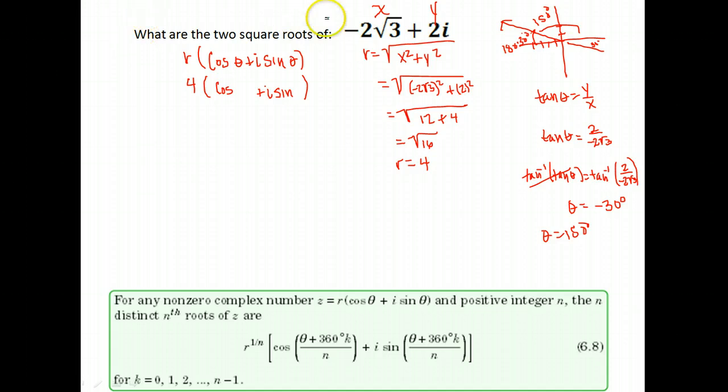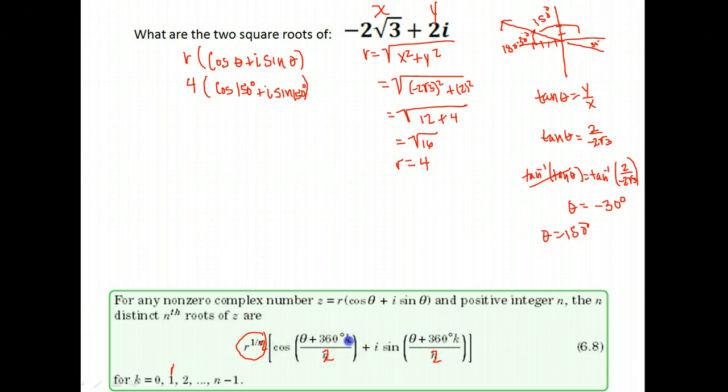So in trigonometric form, this number we had is 4 times the cosine of 150 degrees plus i times the sine of 150 degrees. Now we can use our formula to find the nth root of a complex number. You do r to the 1 over n. Now n is the root you're doing. In this case, we're doing a square root, which is a 2. So our n's will be 2's.